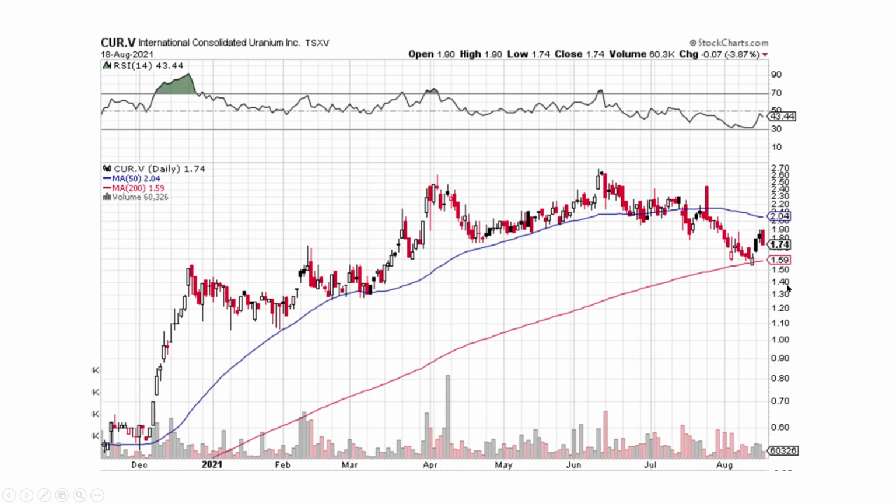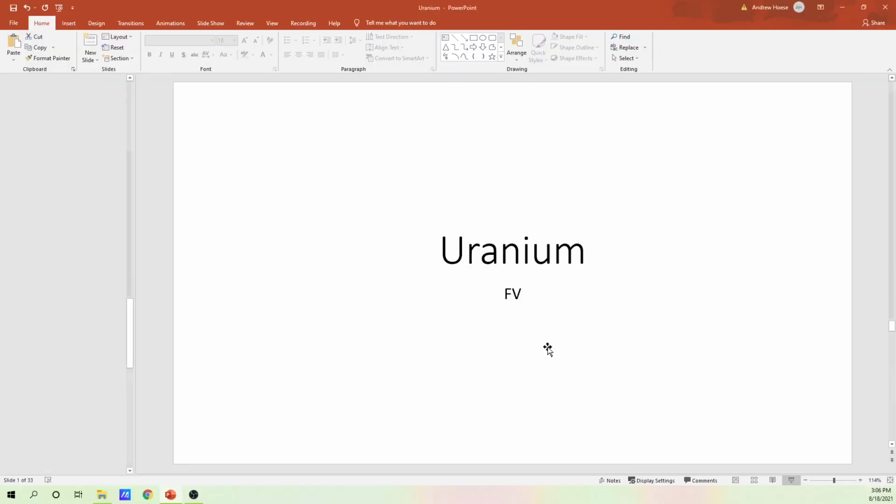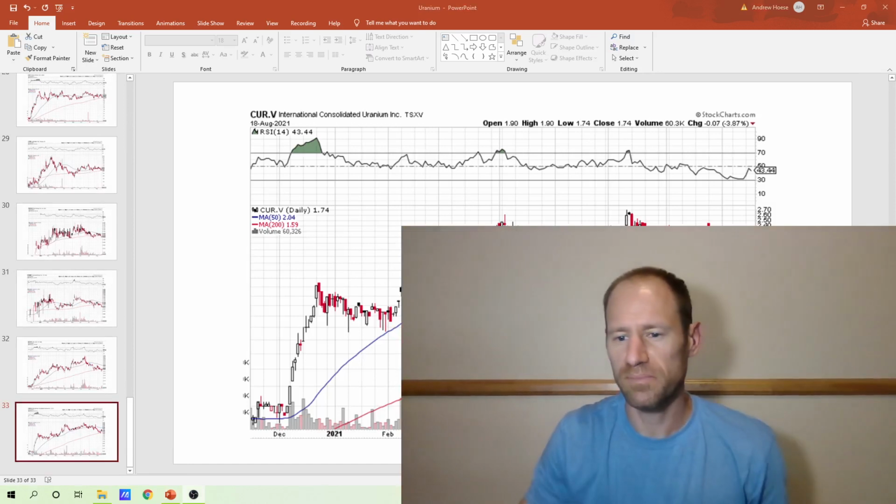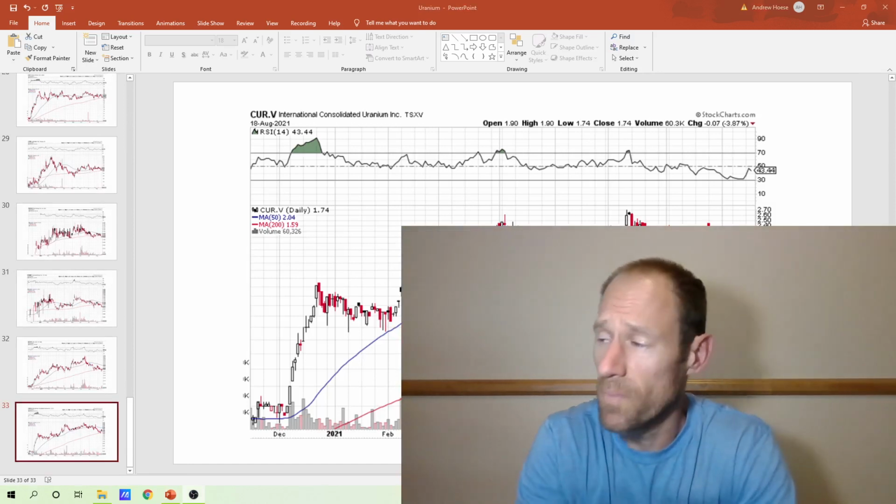And then International Consolidated Uranium, looking at this one, it does look like it could go lower. This is a bearish engulfing, which means we could see a move lower in it. And this might be one that I want to enter whenever it finally bottoms out, because I don't own any of that. But that's kind of what I have for today. That is the uranium sector.